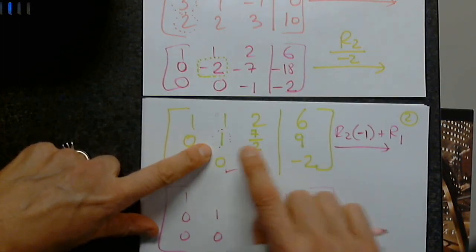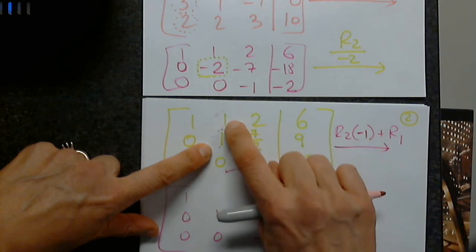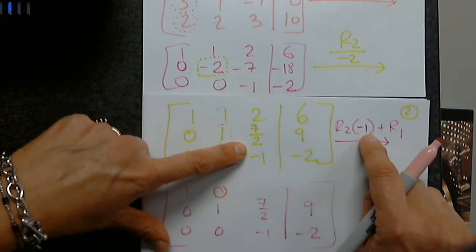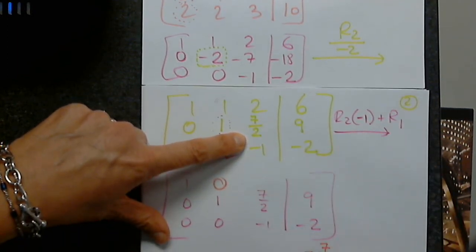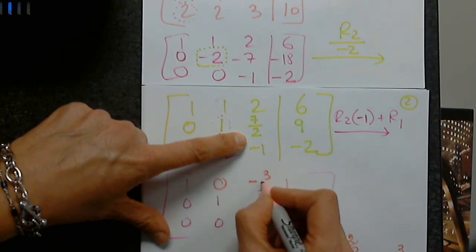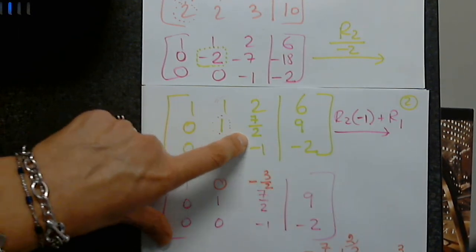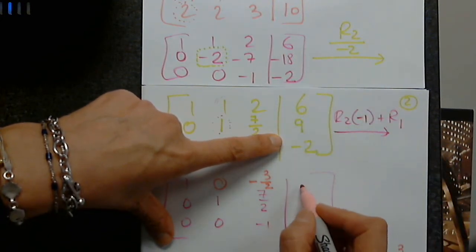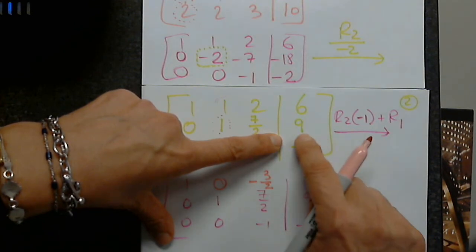1 times negative 1 plus 1. 7 halves times negative 1 on the side is negative 7 halves, plus 2 over 1. So this will be 2. So this is negative 3 halves. Nine times negative 1 plus 6. Very good.